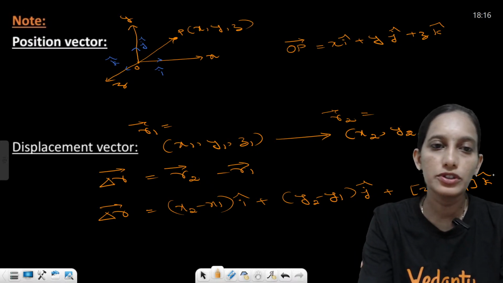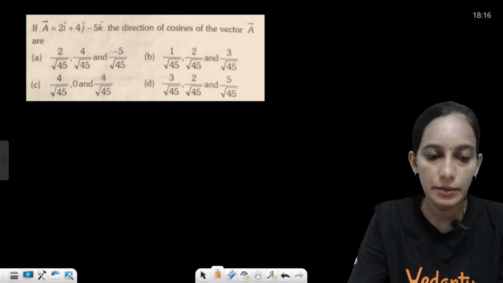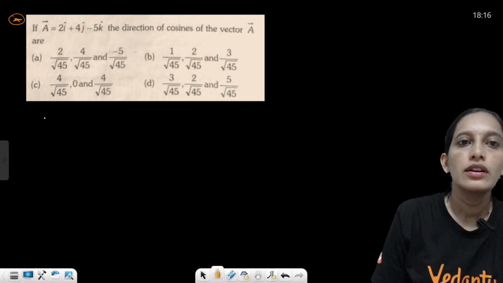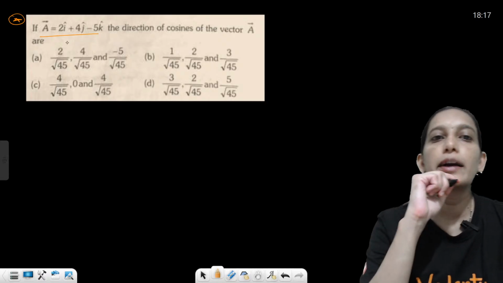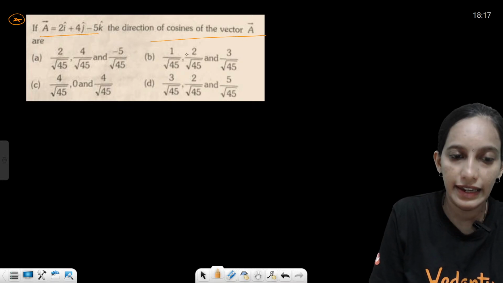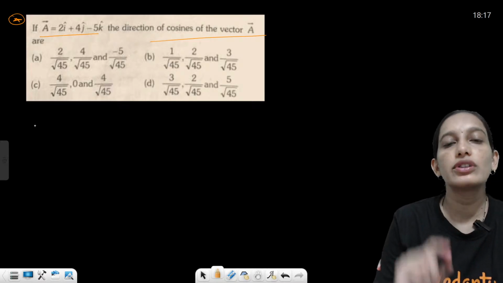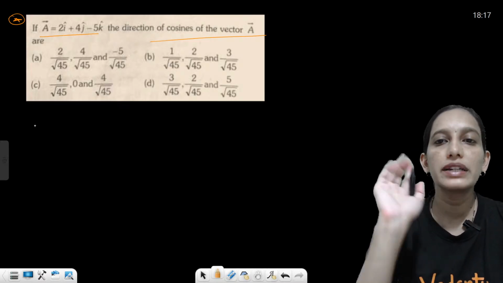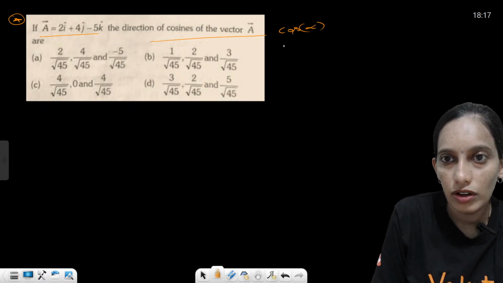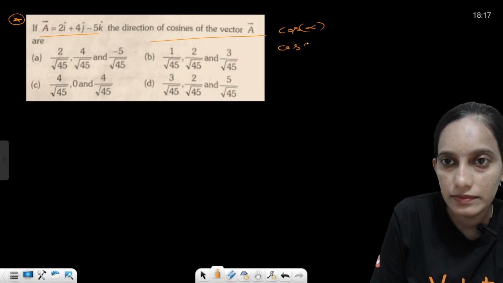Okay, so position vector, displacement vector. Now I think we are good to go ahead with the remaining problems, which you might be very excited to do. The vector a is 2 i cap plus 4 j cap minus 5 k cap. They have asked for the direction cosines of the vector a. So what do we need? We need the direction cosines. What are direction cosines? Cos alpha, cos beta, cos gamma, correct? So we have to find out cos alpha, cos beta, cos gamma.